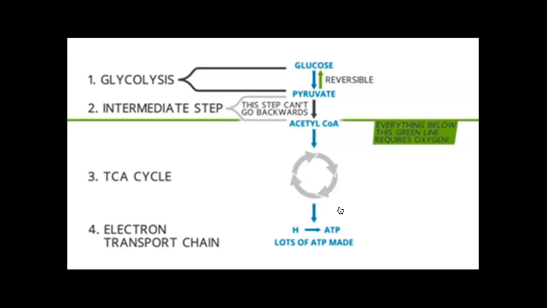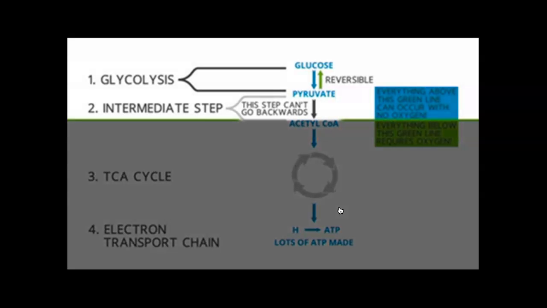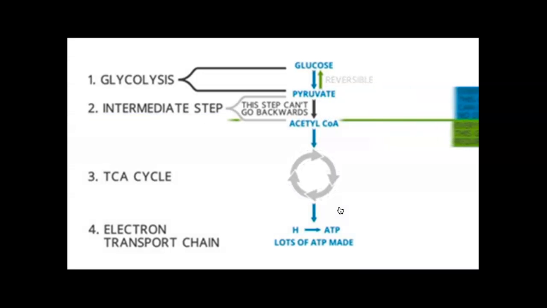Thirdly, everything below this green line that I've drawn here has to have oxygen in order to occur. Above this line, you don't require oxygen to run glycolysis to turn glucose into pyruvate. So under the circumstance where you don't have a lot of oxygen, say when you're sprinting as fast as you can, you can still make a little bit of ATP up here, but you cannot run the reactions down here. And that'll become important later.